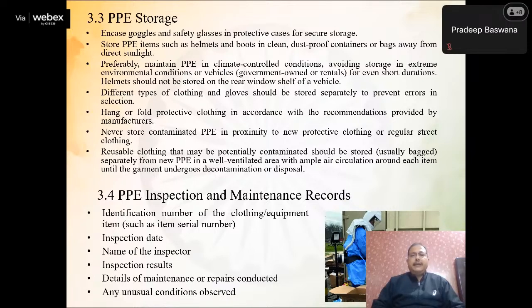Preferably maintain PPE in climate-controlled conditions, avoiding storage in extreme environmental conditions or vehicles, government-owned or rentals, for even short durations. A helmet should not be stored on the rear window shelf of a vehicle.